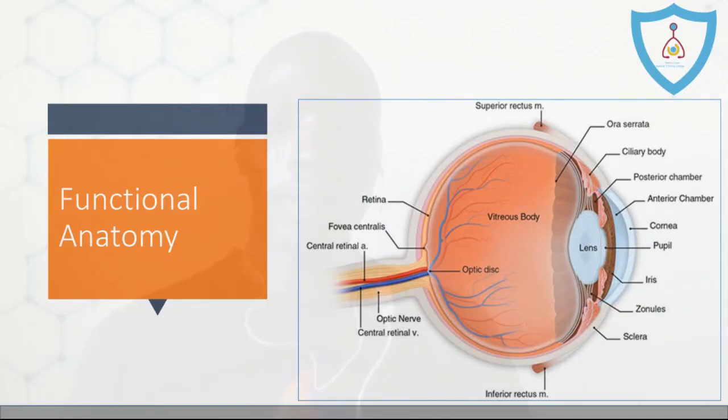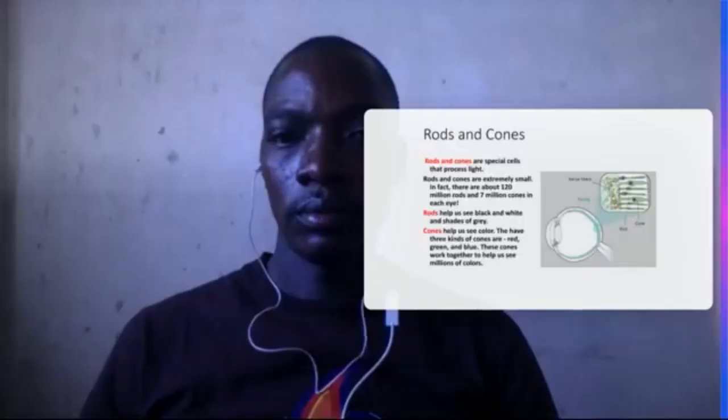So in general, that is the anatomy of the eye and how light is perceived, or traverses the structures of the eye, to fall on the fovea centralis for detection, and then it is carried to the occipital lobe for interpretation.